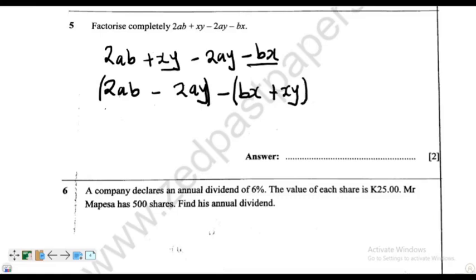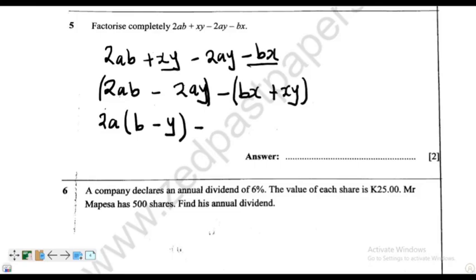Then we say 2ab minus 2ay. You factorize. What is common? We have 2a, then bracket. So there we remain with b, because 2a divided by 2a is 1. So we remain with ay definitely there.